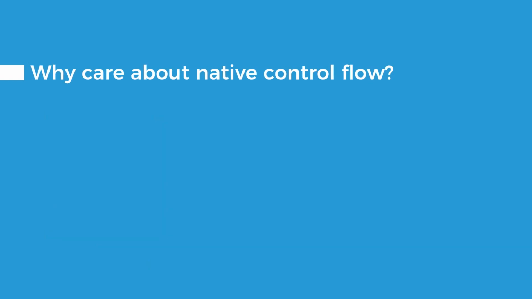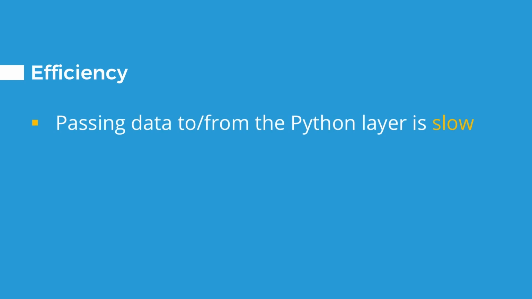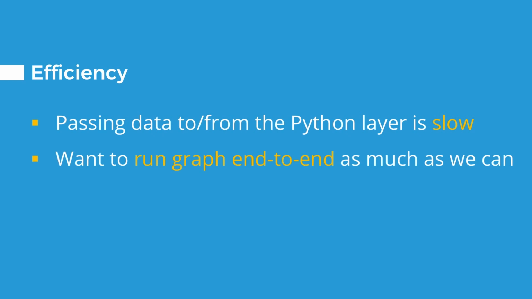So why do we care about native control flow? 3 reasons I'm listing here. We have efficiency, we have flexibility, and then we have compatibility. So efficiency. Passing data to and from the Python layer is slow. People generally know this. It's getting better, but people recommend using TensorFlow queues. If we have to pass data back and forth between the Python layer and the C++ layer, it's going to be inefficient. We want to be able to run the graph end to end as much as we can.